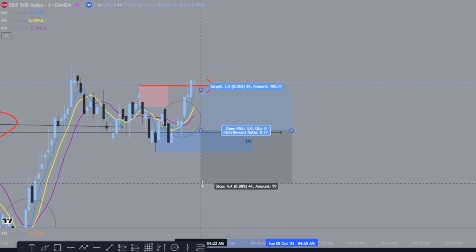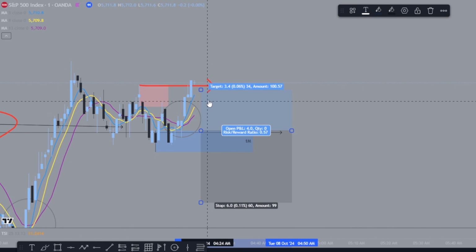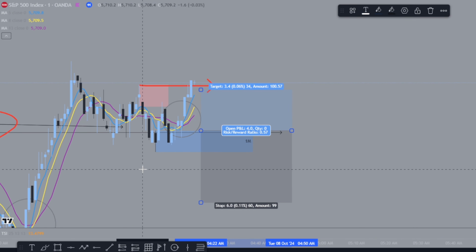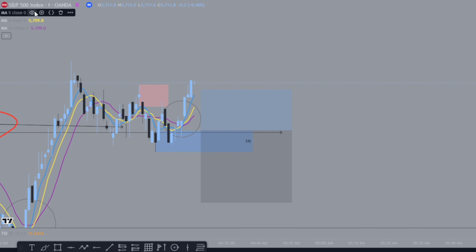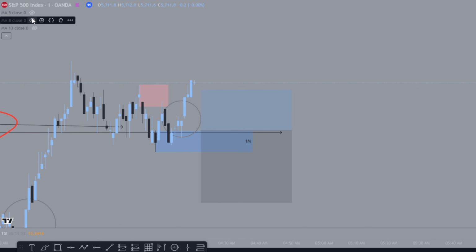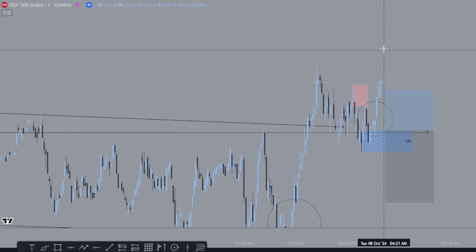Now, stop loss, it all depends on how you want to do things. If you want to be a little careful, a little cautious, then give yourself some space. There's nothing wrong with that. And I'm also covering that demand that's at the low there. If you notice, on the trending up, there's a little possible demand. I'm going to just cover that.